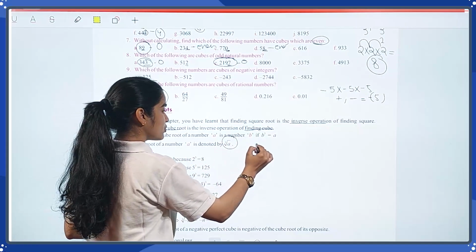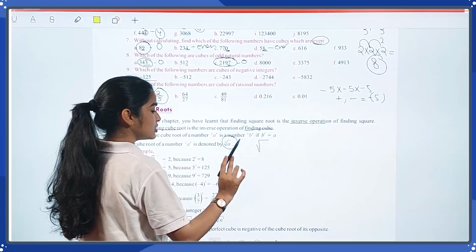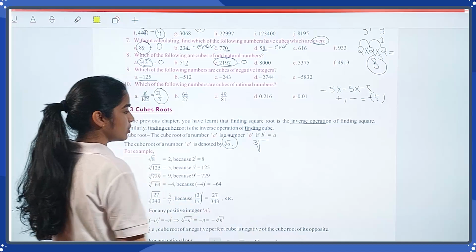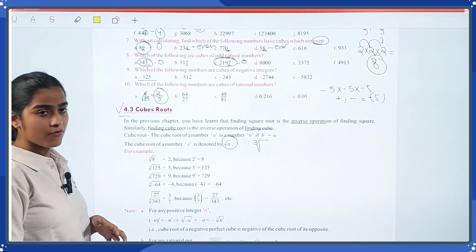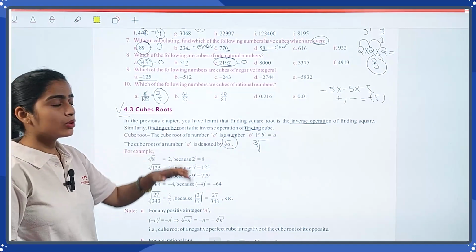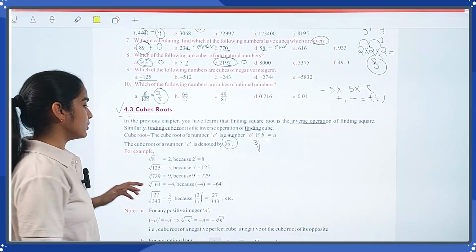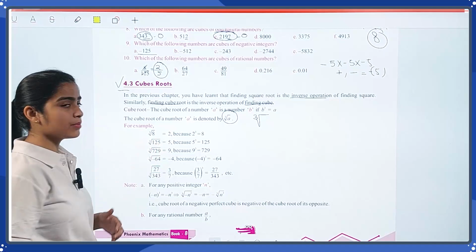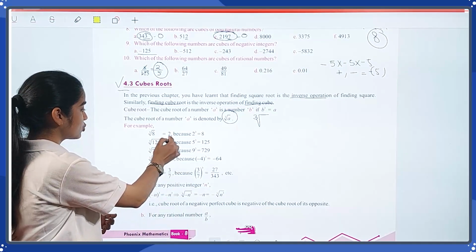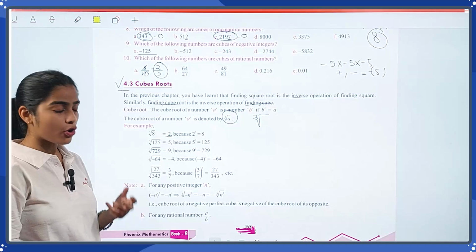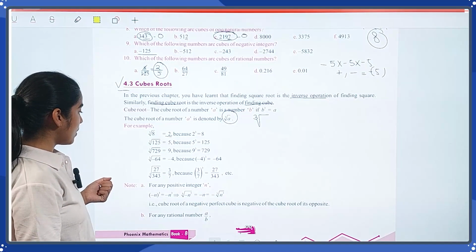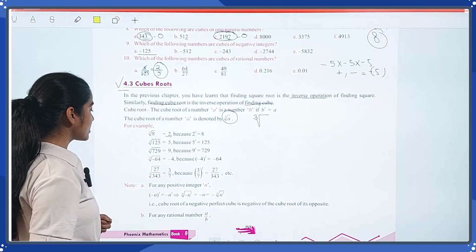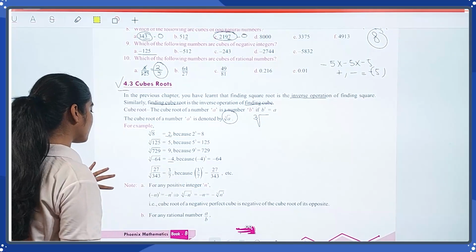In the previous chapter, we just used the square root symbol and did not mention any number, but in this, we have to mention a 3 over there to identify that we are calculating the cube root of a particular number. So, for example, 8 is the cube of which number? That is 2. 125 is the cube of 5. 729 is the cube of 9. Minus 64 is the cube of minus 4. So in that way you have to find.